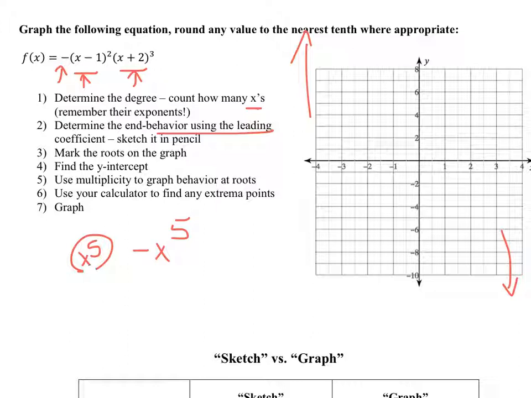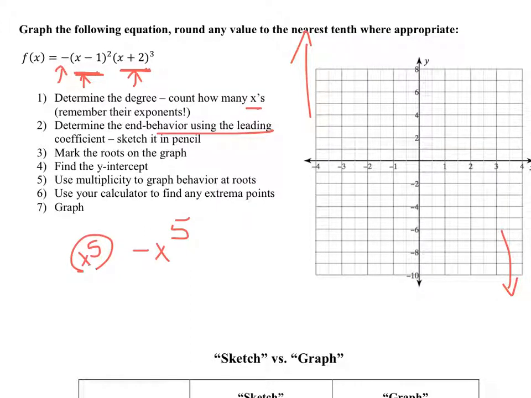Let's get rid of those. Okay. So next thing we want to do is sketch that in pencil, which we just did. And now we want to mark the roots on the graph. So we have two roots because we have two of these nice factors here.